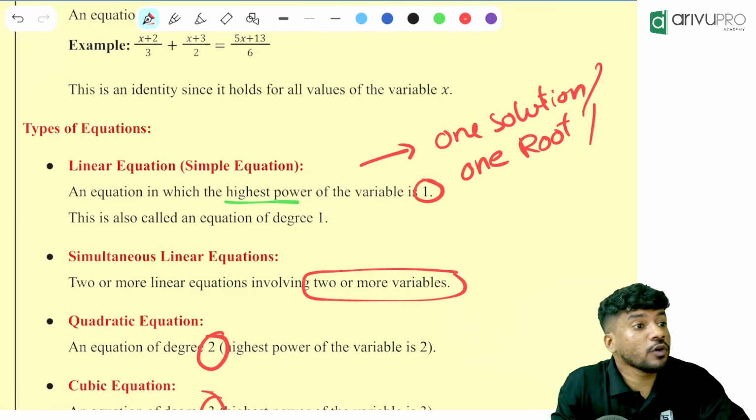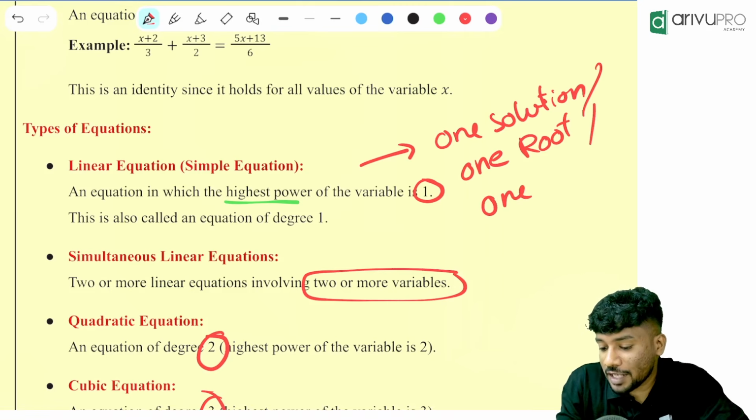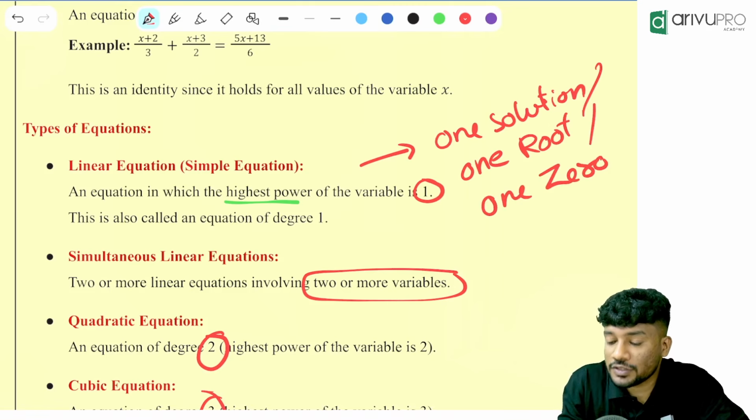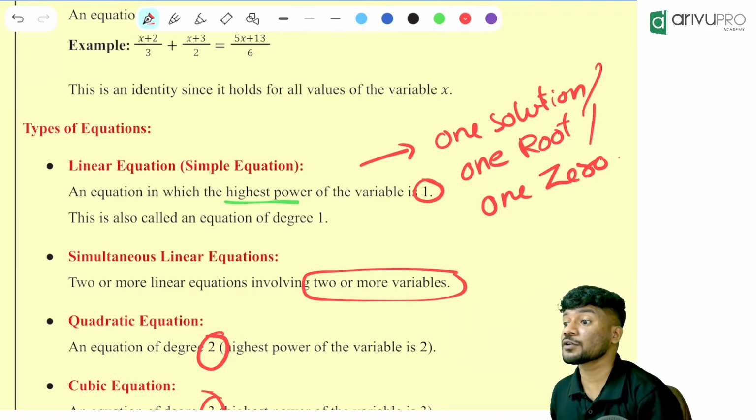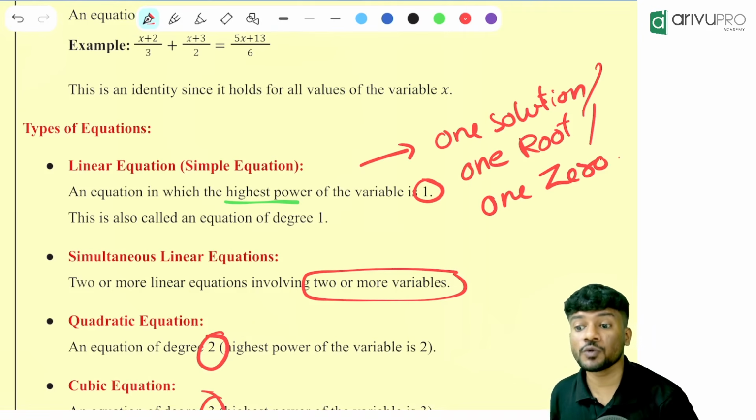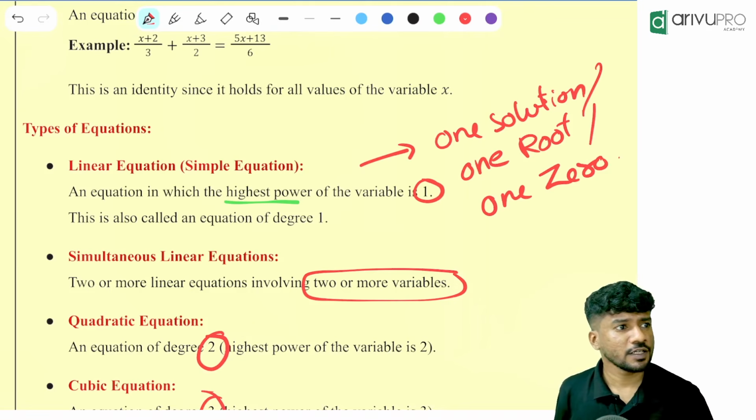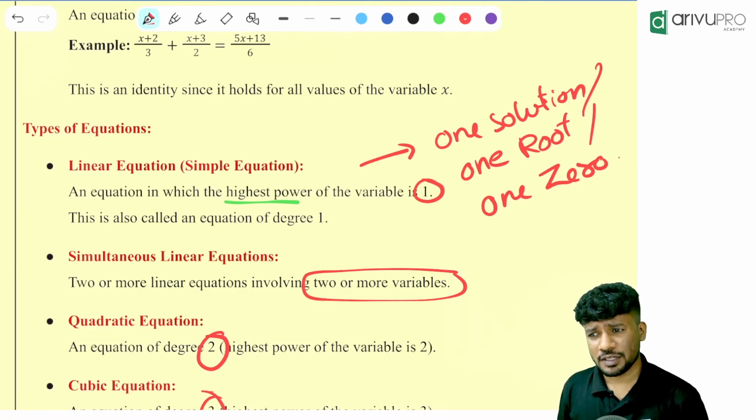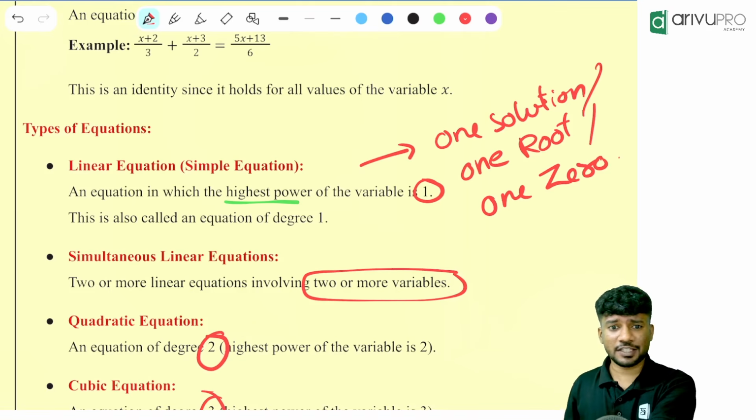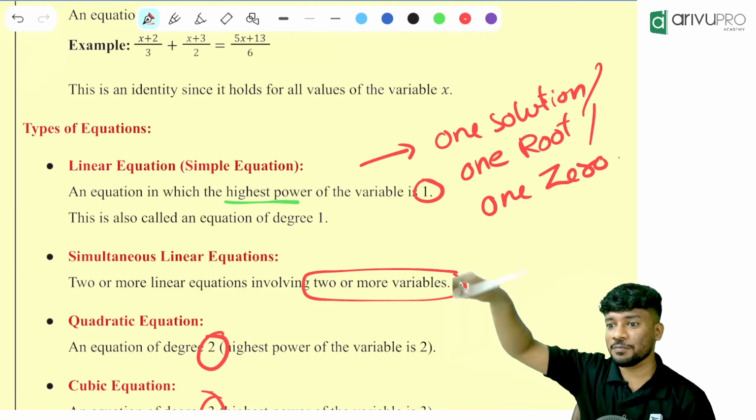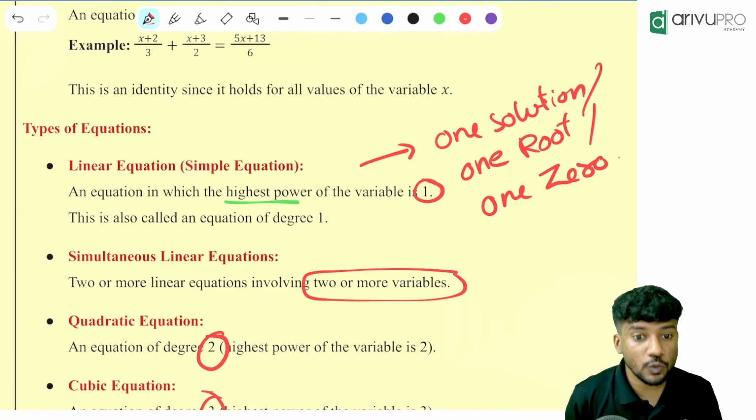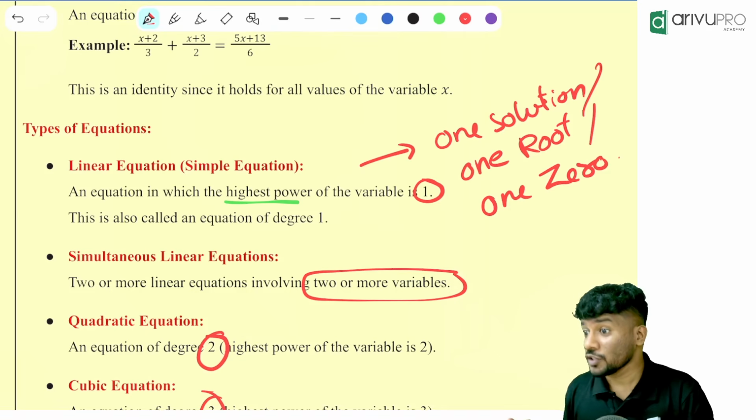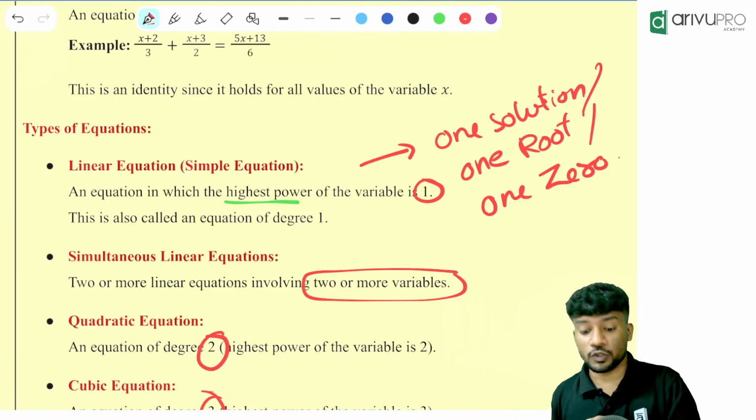Or there is one more word for that, it is called a zero. Have you heard about the word zero? Instead of root, we will call them zeros also, or solutions. What is zero? Why are we calling it zero? Because if I put that value in the equation, the value will become 0. That equation will become 0, or satisfy the equation. That is called zeros, or the roots, or solution.